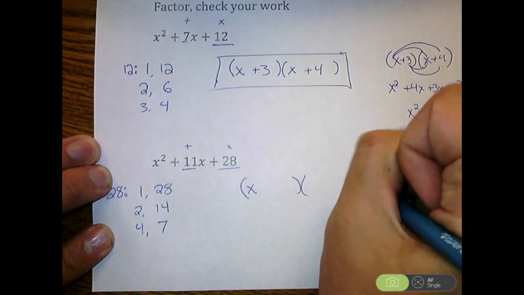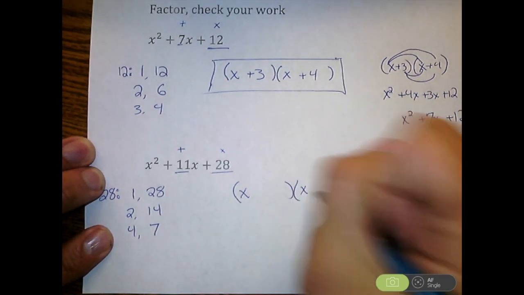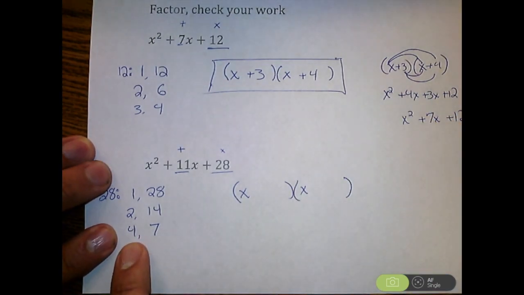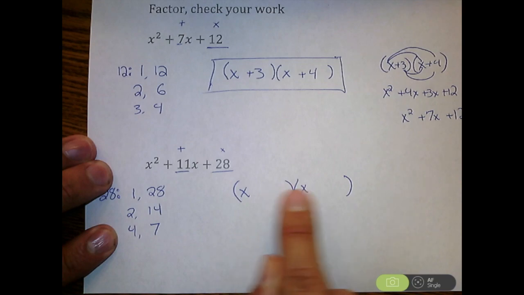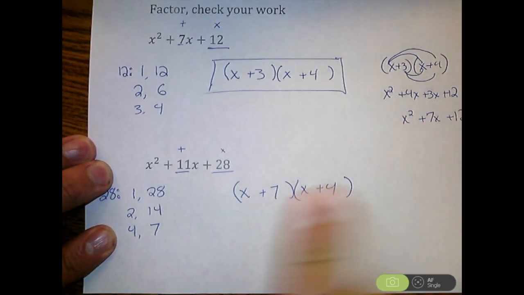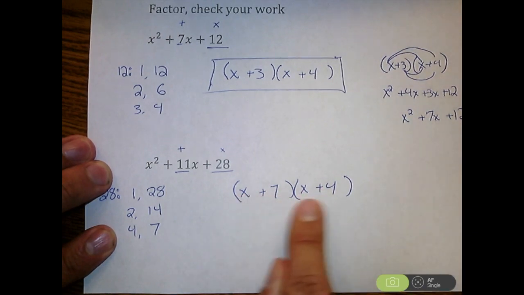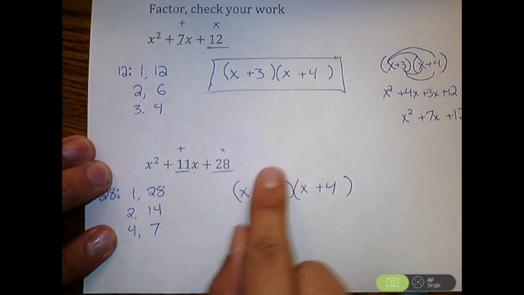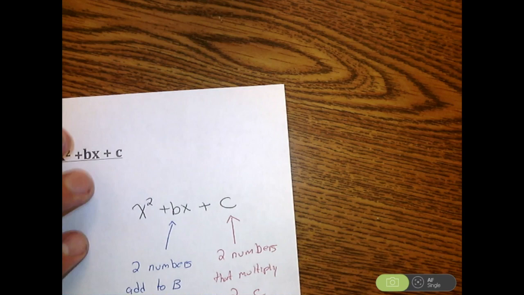Again, I don't want to move on until I know for sure. So I have my two x's. Another thing here is the order doesn't matter. If you put a 4 here and a 7 there, that's the same thing as putting a 7 and a 4. So if you want to put a 4, 7 there and check it, I'll show you that we get the exact same thing.